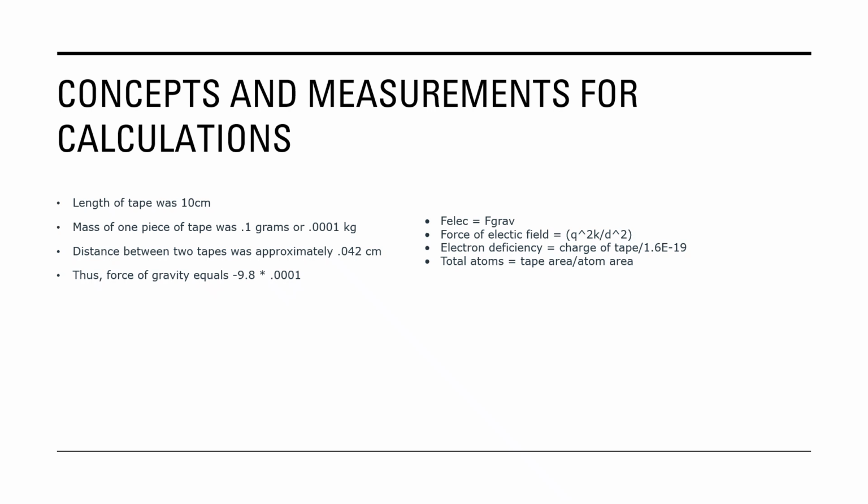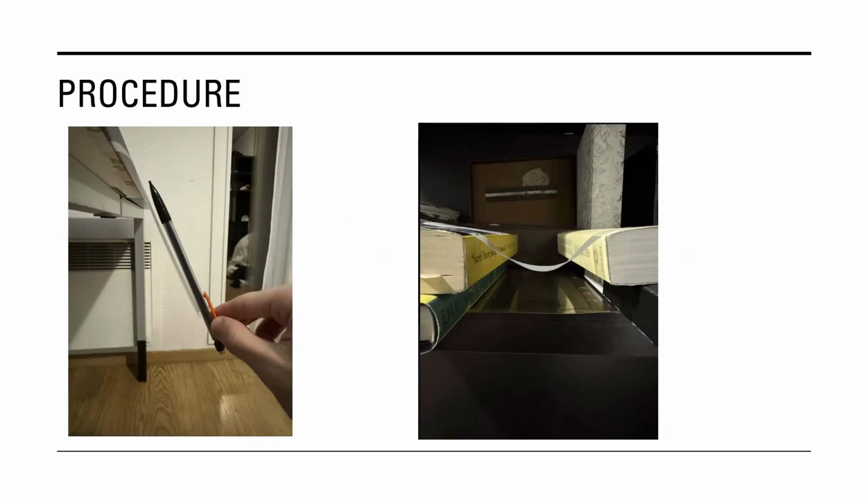The electric force equation, which we will use, is Q squared times K over d squared. Electron deficiency equals the charge of the tape over the charge of a proton or electron magnitude. And then total atoms equals tape area over atom area.